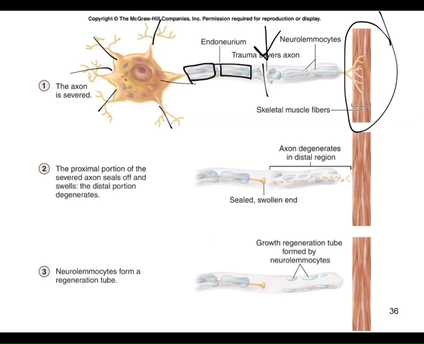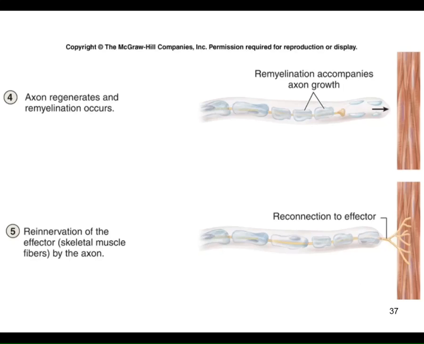When that happens, the body will clean up all the damaged goods. So all of this stuff will get broken up and taken away. However, there might still be Schwann cells down along that pathway. And those Schwann cells, if they're still there, can start secreting what's called nerve growth factor. And as they secrete nerve growth factor, there is what's called the regeneration tube. I think it's on the previous slide. But there's the regeneration tube that is formed.